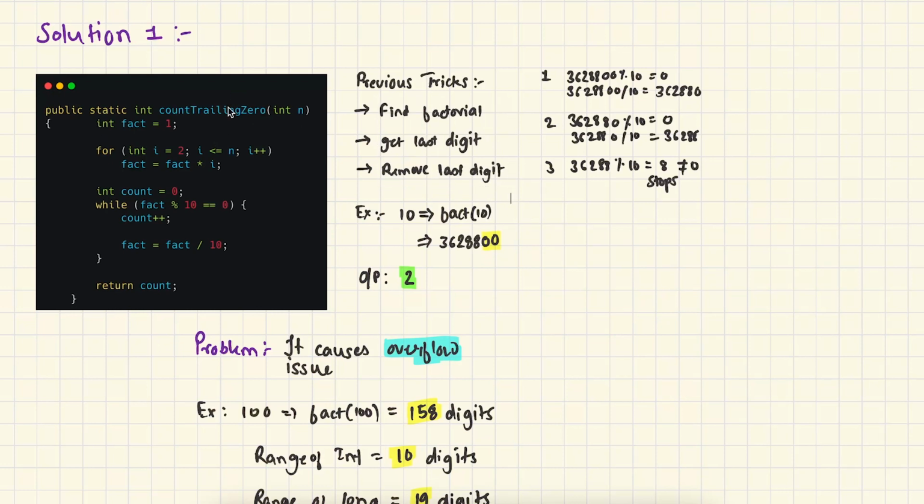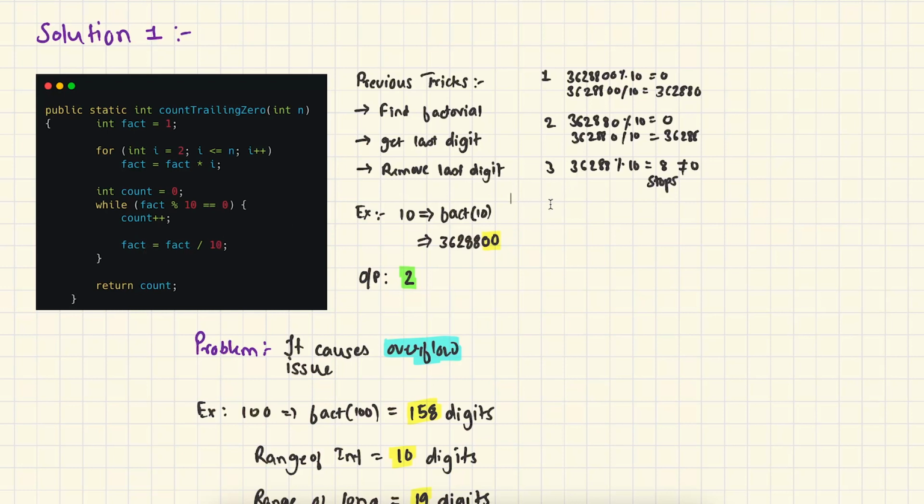So what we are doing in this function: we first initialize a fact variable to 1, and in the first for loop we find the factorial of the number, and in the second loop we simply count the number of zeros in that factorial. And we are using a simple trick. First we do modulus with 10 to get the last digit, and if it is equal to 0 then we increment the count by 1, and at the same time we remove the last digit of the number.